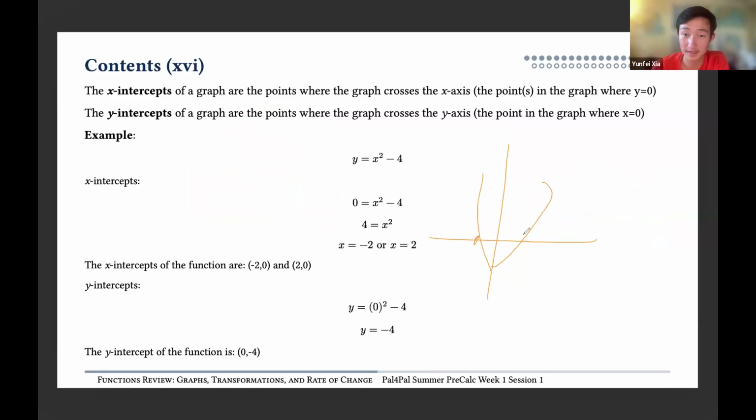The two x-intercepts are here and here, (-2, 0) and (2, 0), and the y-intercept is... -4. No, what am I saying? (0, -4). Are we good on this? Okay.